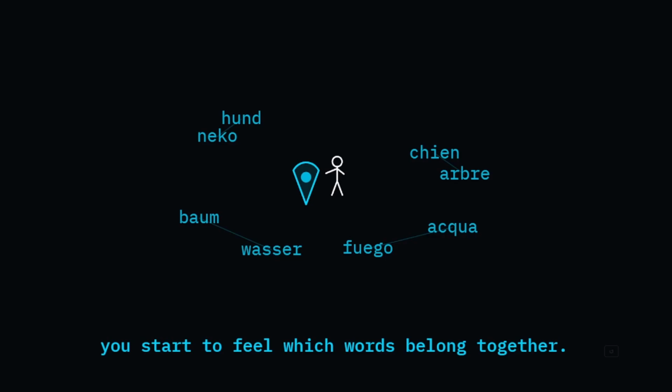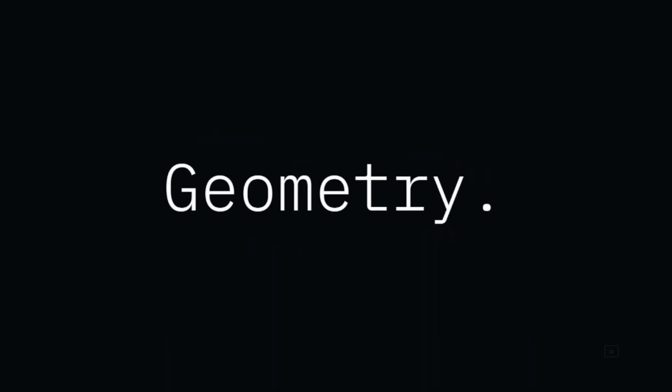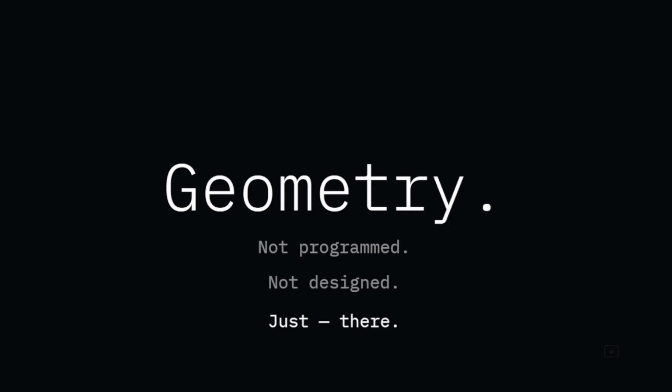The linguist J.R. Firth put it perfectly back in 1957. You shall know a word by the company it keeps. Word2Vec is that sentence implemented as code. And once it learns those neighborhoods, something unexpected appears. Geometry, not programmed, not designed, just there.